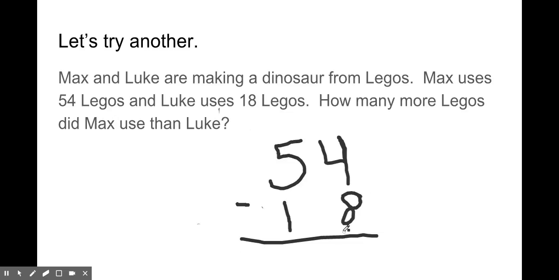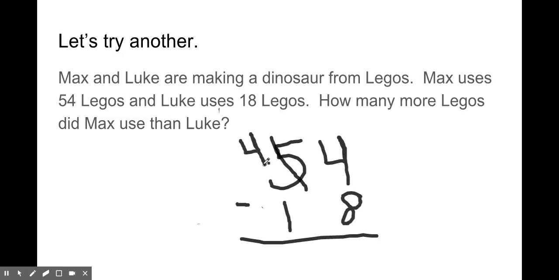Okay, to figure out how much extra Max used instead of Luke. So I know in the ones place I only have 4 ones, and I need to take 8 ones out of it. So I'm going to go visit my tens place. I'm going to take this 5, which stands for 50 in the tens place, and make it a 4 in the tens place, which stands for 40.